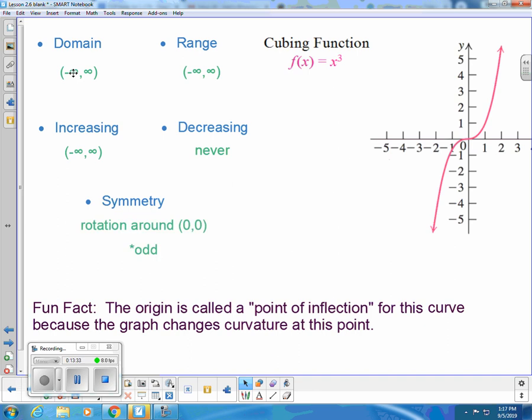Now, where that origin is in this graph is called an inflection point. So it doesn't change direction there. It changes curvature. So inflection points are important later on, but anytime you see it kind of do that little jog, it's changing curvature. Okay? So we'll talk about that later this year.